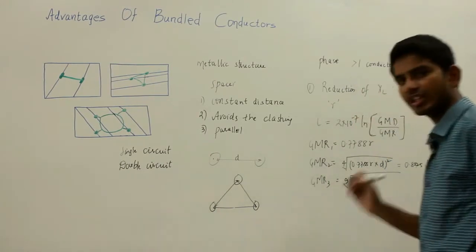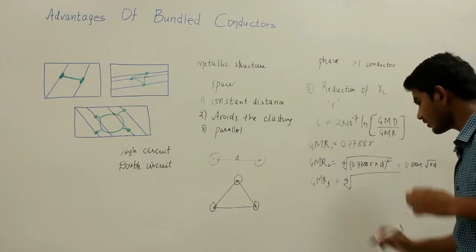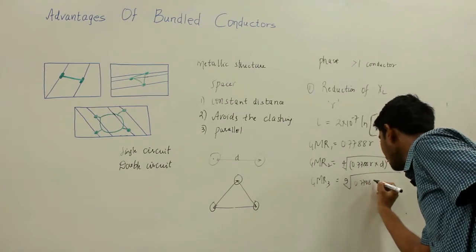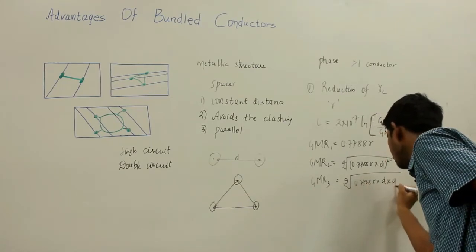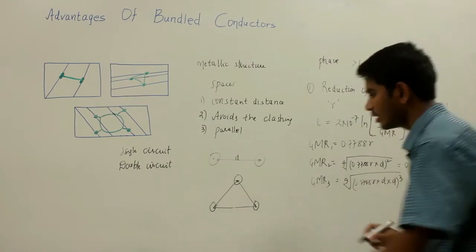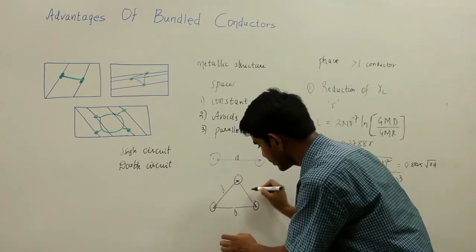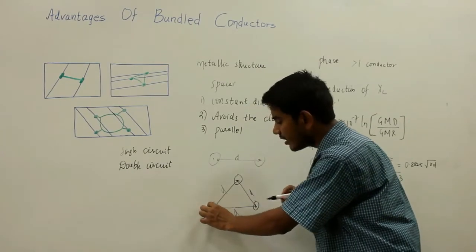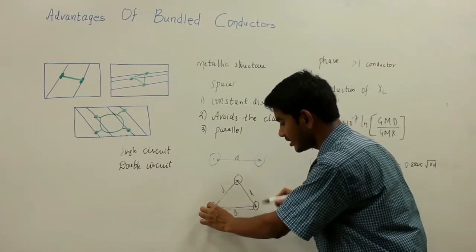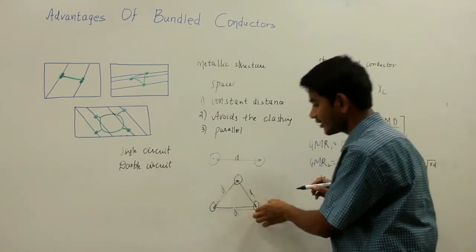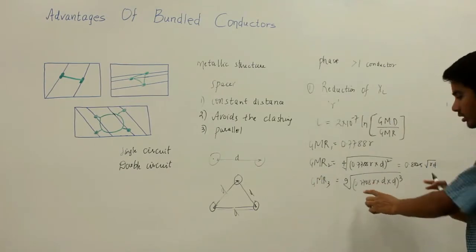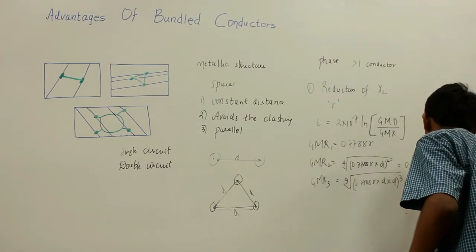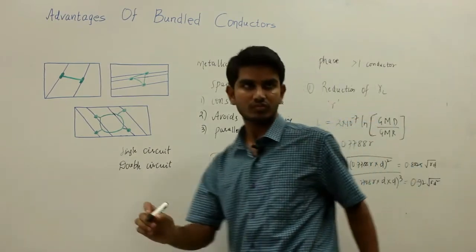Now this time I am having three conductors, that means it will become 3 square 9, and again I am having 0.7788 R into d whole cube. See, because this distance is d, this distance is d, this distance is d. If I consider this conductor, it is having a GMR of 0.7788 R into this distance d into this distance d, and similarly for this conductor and this conductor, it gives me the cube. So therefore it will be resulting in the value 0.92 into rd square. This is what you get.